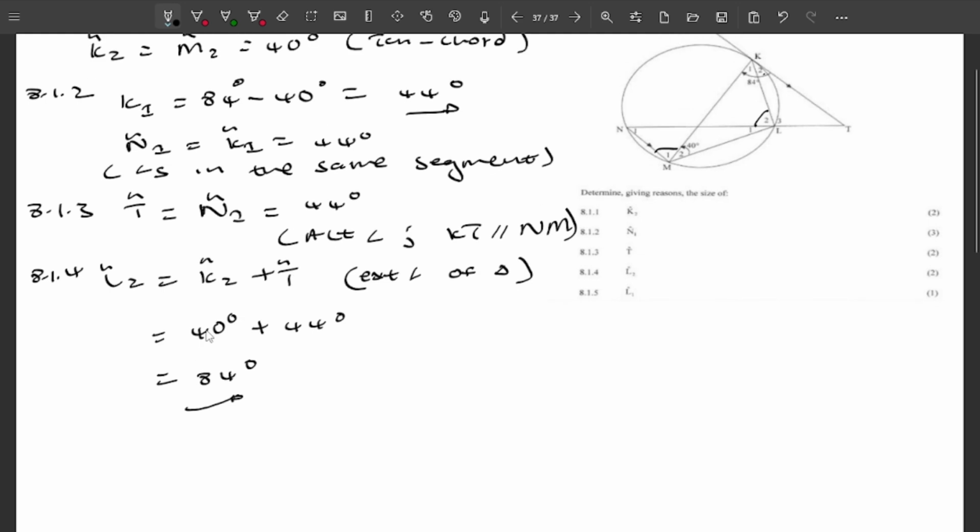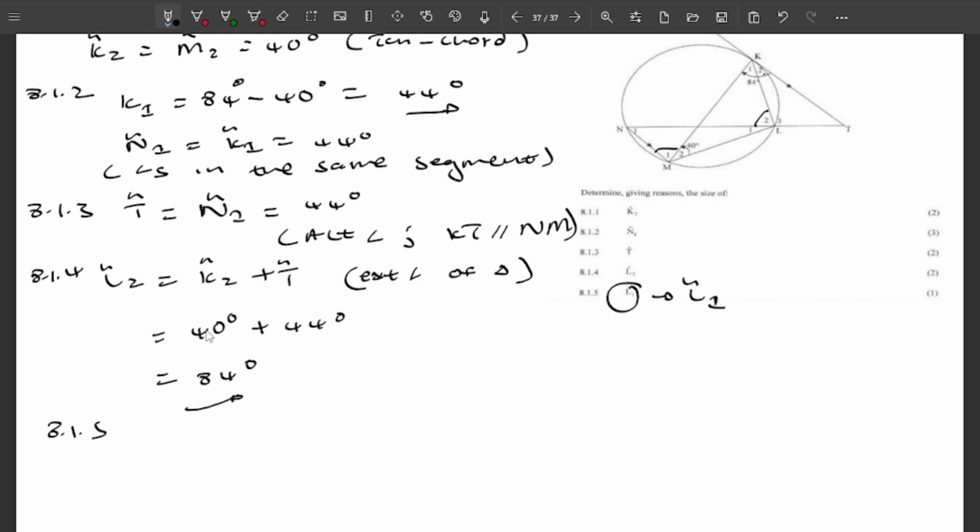Then for 8.1.5, oh wow, this is the last one. This is a shocker. They're telling us this is L1, by the way, guys. This is angle L1, just in case it's not visible. How can we find L1, which is this one here? Remember, the examiner is romantic, so usually the question before gives you a step to get to the answer of the question after.